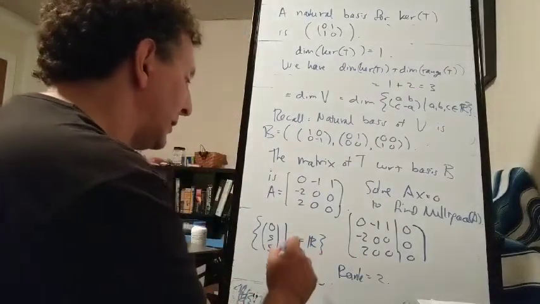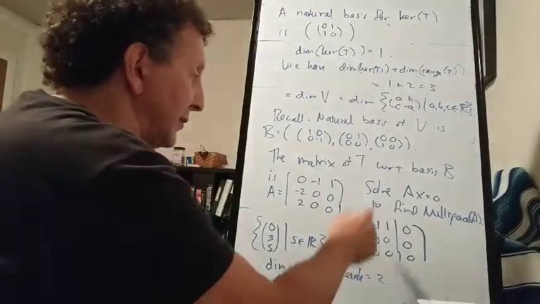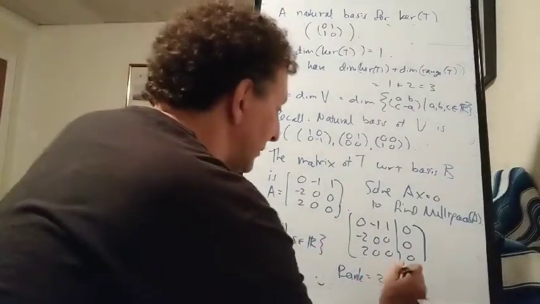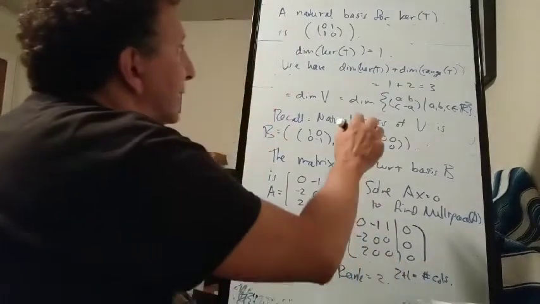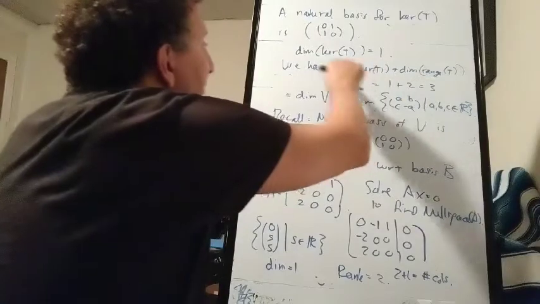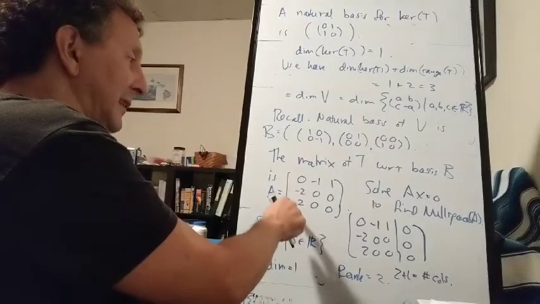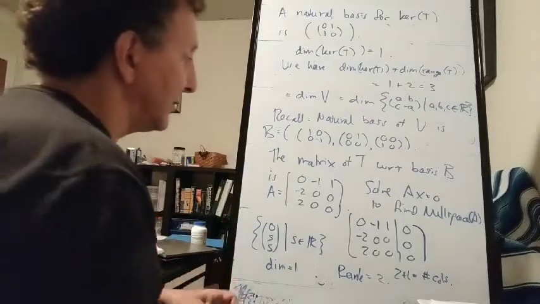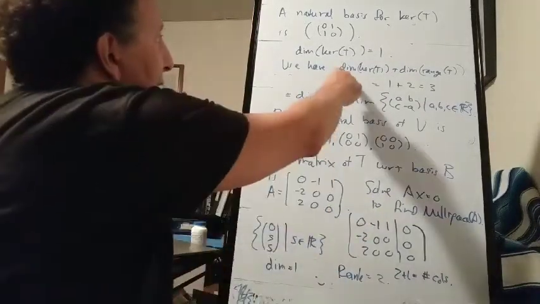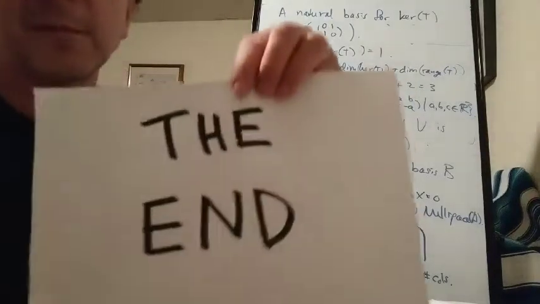So the rank of 2 plus the nullity of 1 add together to get 3, which is the number of columns in the matrix here. Just like 2 plus 1 equals 3, which is the dimension of the vector space. And by the way, this matrix is acting as left multiplication on R3, another vector space of dimension 3. So this is the coordinate version of dimension of the kernel plus dimension of the range equals 3. The end.